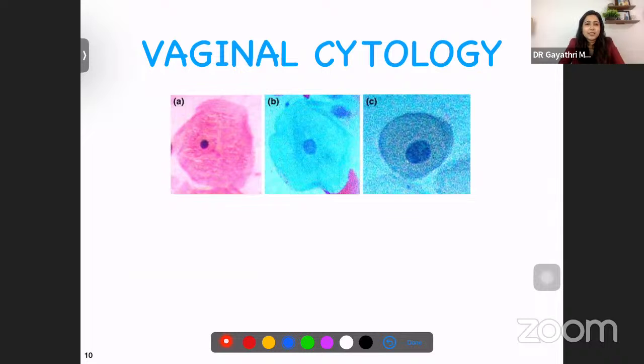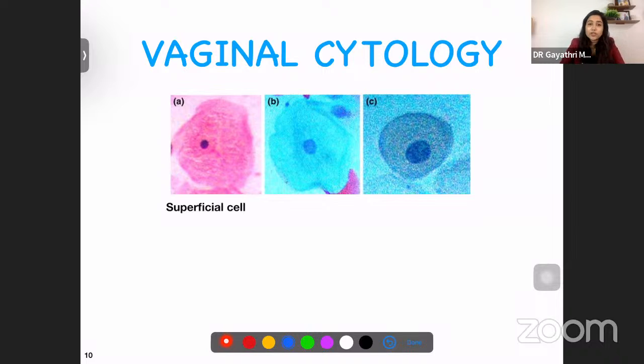Now, let's discuss a bit about the vaginal cytology. In vaginal cytology, there can be various different types of cells. The important cells are superficial, intermediate, and basal or parabasal cells. These cells are going to differ depending on the hormone which is predominant at that time, whether it is estrogen, progesterone, or no hormones at all. So how do we differentiate each of these types of cells?